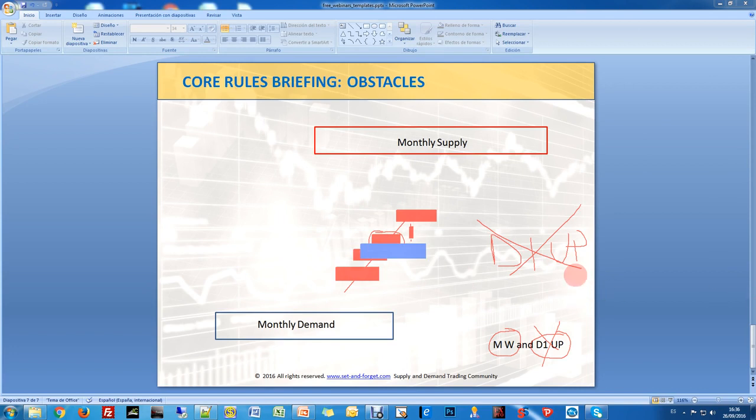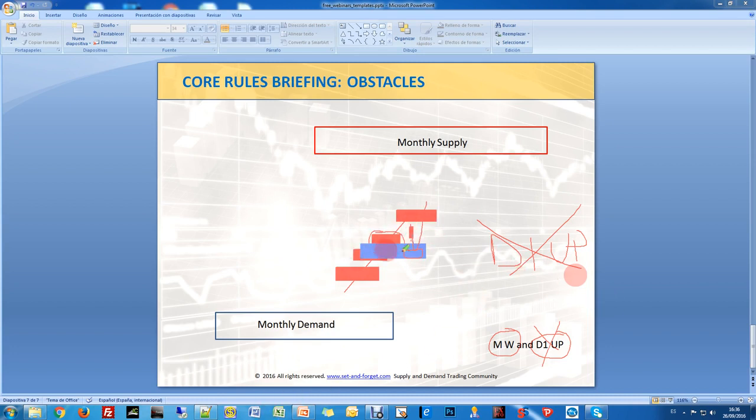Okay, so if there is a weekly area of demand here and we're still trending up on the monthly and all that, then we take a daily area of demand inside the weekly area of demand over there. So we take that long and then we rally. Okay, so that would be the scenario when the daily is in alignment.